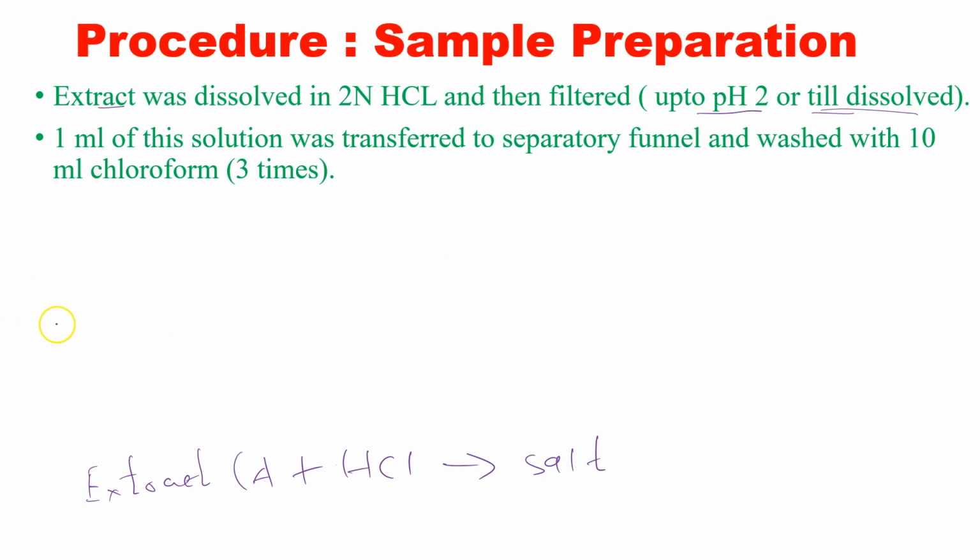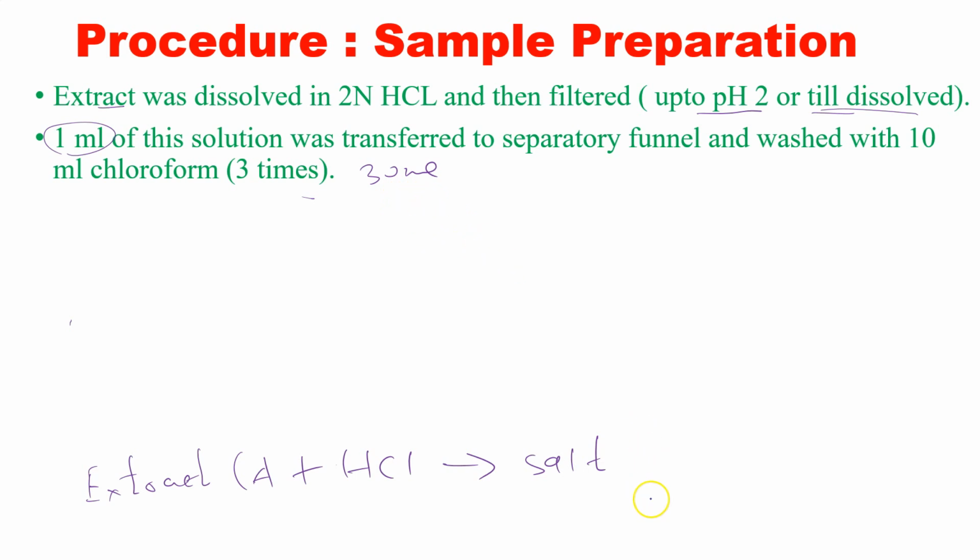And from this we have to take only 1 ml. Some of the procedures given in papers or books have not mentioned how much to take, but I will tell you why we need to take 1 ml. So take 1 ml of solution from this, add it to a separatory funnel and wash with 10 ml chloroform, 3 times. So totally it will become 30 ml of chloroform wash.